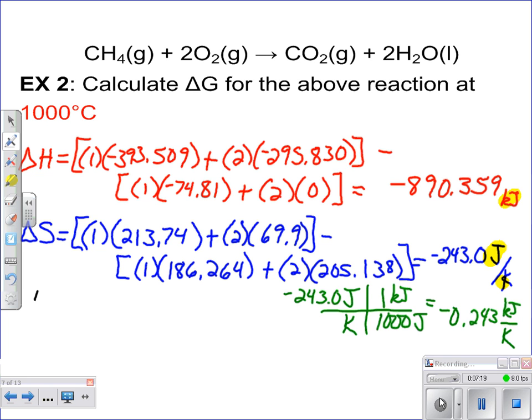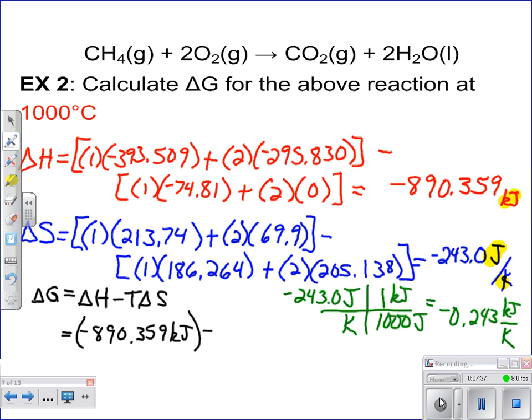So that's what we're going to throw into our equation, and our equation, remember, is delta G equals delta H minus T delta S. So we get negative 890.359, and that's in kilojoules. Maybe you still want to write that down just to safeguard yourself, to make sure that you made that conversion. Then we subtract our temperature, and it has to be in Kelvin, so we add 273 to our 100, so it's 373 Kelvin. Then we multiply that times our delta S, which is negative 0.243 kilojoules per Kelvin.